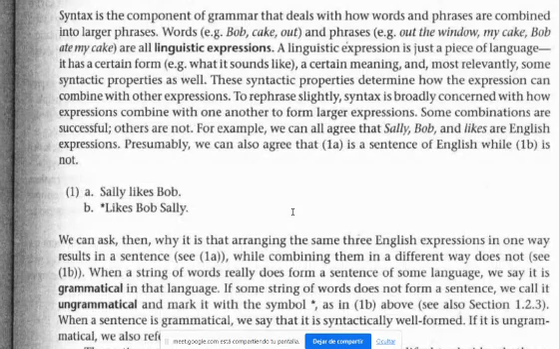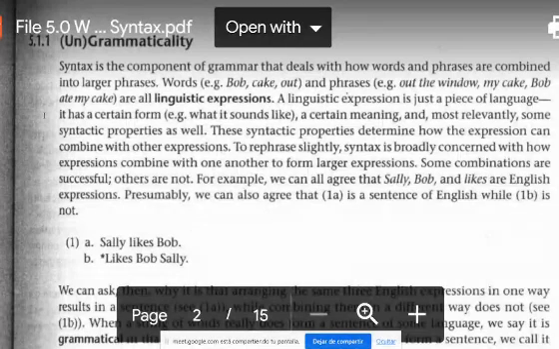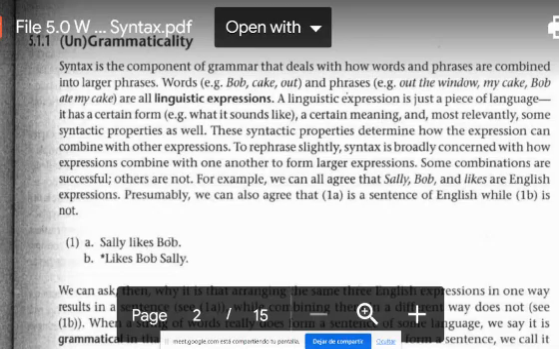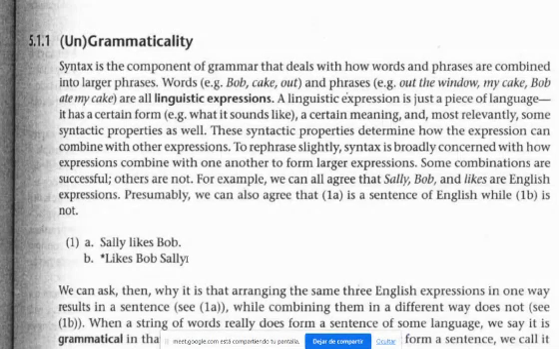that 1A is a sentence of English, while 1B is not. Sally likes Bob, and likes Bob Sally. My question is, this is a Linguistic Society of America style paper, so you have to pay attention to the paper. Sally likes Bob is grammatically correct, right? But likes Bob Sally is ungrammatical.